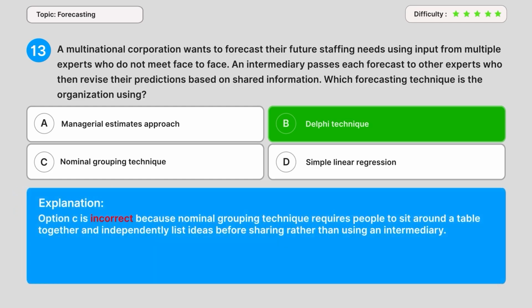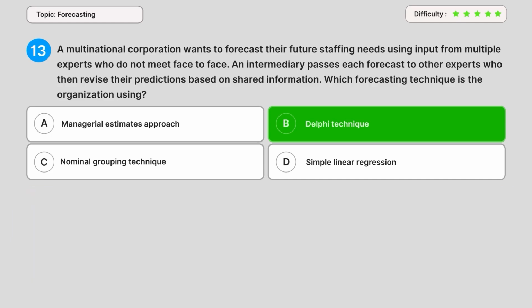Option C is incorrect because nominal grouping technique requires people to sit around a table together and independently list ideas before sharing, rather than using an intermediary.